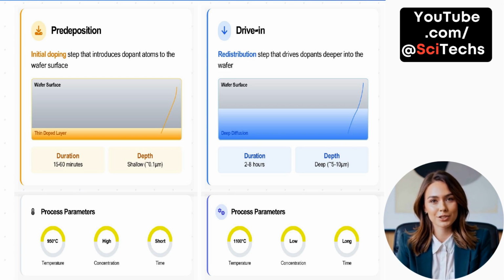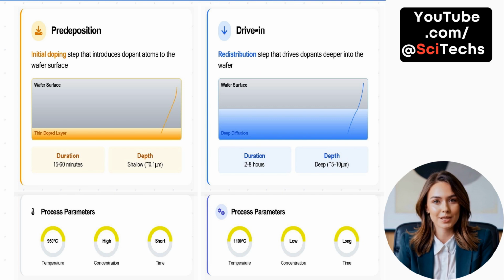temperature, and concentration parameters. Predeposition is the initial doping step that introduces dopant atoms onto the wafer surface. This process typically operates at around 950 degrees Celsius, using a high dopant concentration to create a thin doped surface layer. The duration is relatively short, ranging from 15 to 60 minutes, and the diffusion depth remains shallow, at approximately 0.1 micrometers. The goal here is to precisely place a large number of dopants near the surface.